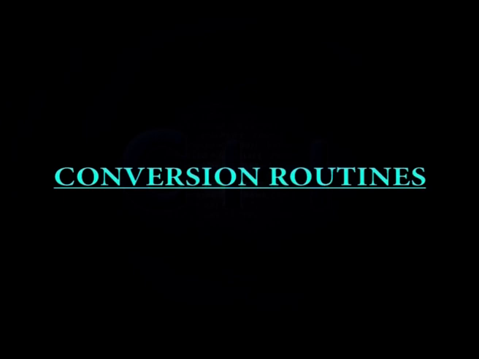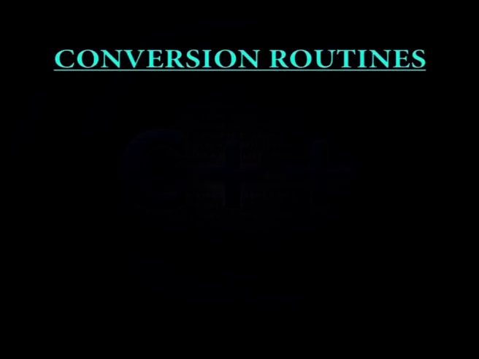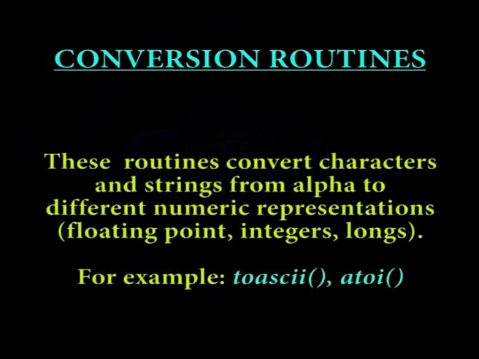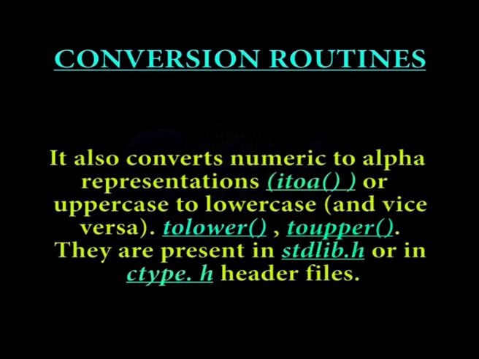Conversion routines. Next we will discuss conversion routines, which convert characters and strings from alpha to different numeric representations, that is floating point, integers, longs. For example, toascii, atoi. It also converts numeric to alpha representations, itoa, or uppercase to lowercase and vice versa: tolower, toupper. They are present in stdlib.h or ctype.h header files.